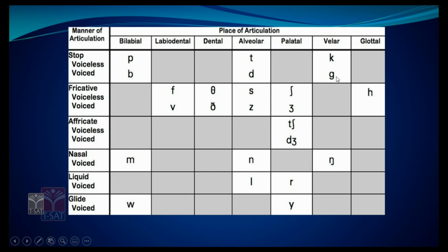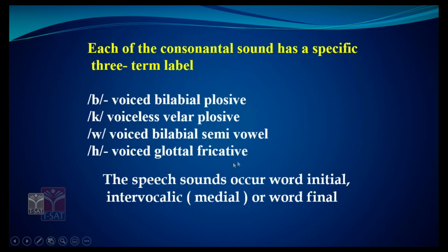Similarly, if you take the phoneme g, it is voiced, velar, plosive. If you take the phoneme n, it is voiced, velar, nasal. Similarly, if you take the phoneme l, it is voiced, alveolar, lateral. And if you take v, it is voiced, bilabial, semivowel. So this is the classification.